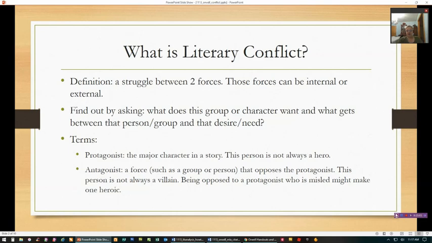Protagonist is the main character in the story. Please realize that a protagonist is not necessarily a hero. A hero is always a protagonist, but a protagonist is just the main character, right? Antagonist, right? This is the force or the person who is in opposition to the protagonist. Now, a lot of times we think of antagonist and we think of villain, but that's not necessarily true, right? Antagonist is just who is opposing the protagonist. That person might be good.